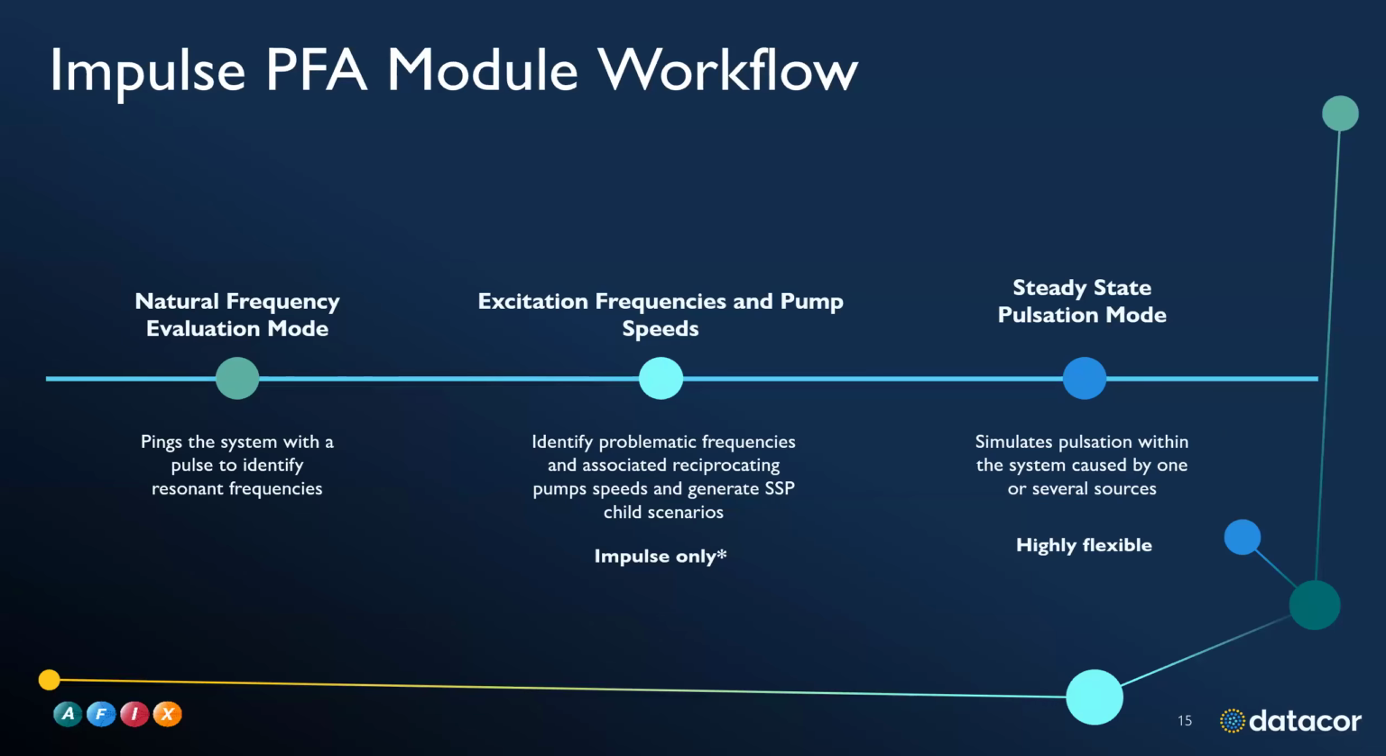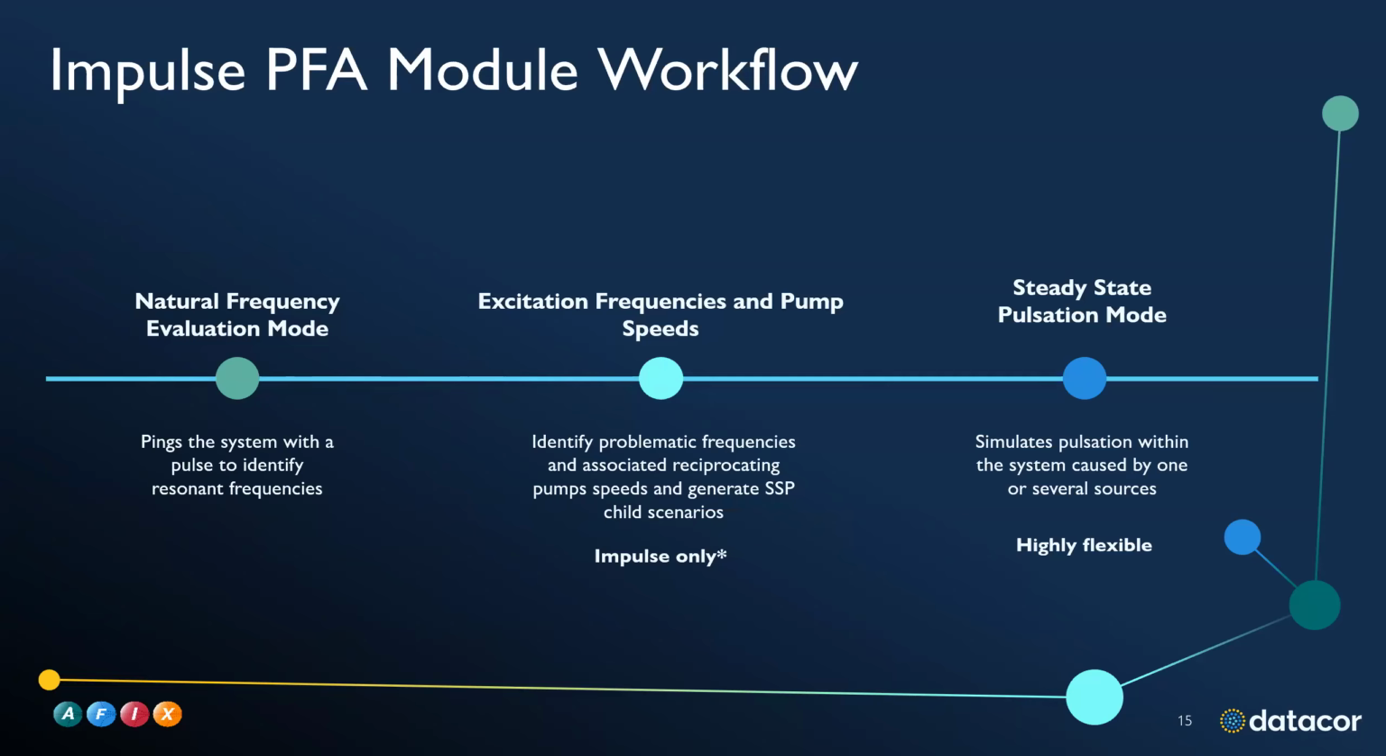So this is what the new workflow looks like. We have two essential modes. It really is a three-step workflow. We have the natural frequency evaluation mode. You'll first use this to identify the system's natural acoustic frequencies by applying a pulse to the system and observing resonant peaks. This helps you to pinpoint where the system is most vulnerable to any vibration issues.